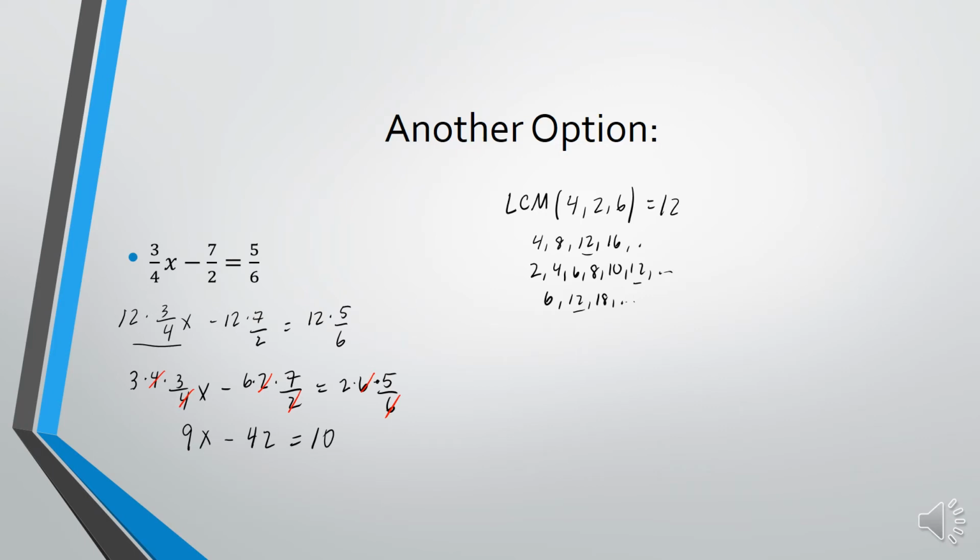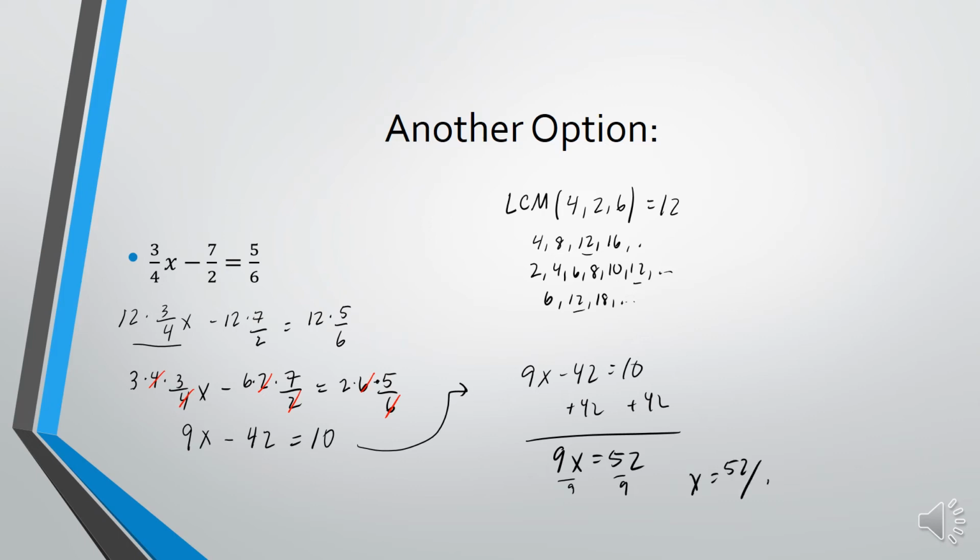So this is an equation that's maybe a little easier. It's the same equation. We just multiplied everything by 12, and now we have this. So to solve, it's a two-step equation, I will add 42 to both sides. So add 42, and that gives me 9x equals 52. And then lastly, divide both sides by 9. And we get the same answer that we got before.